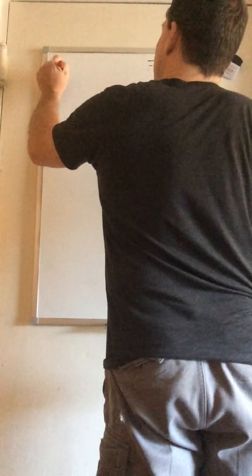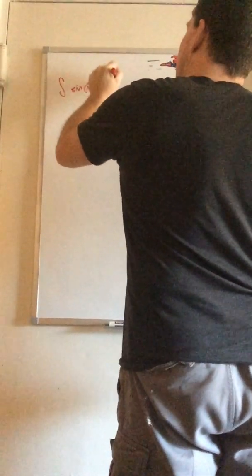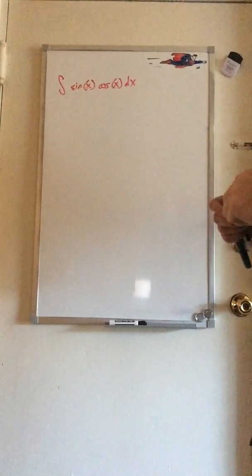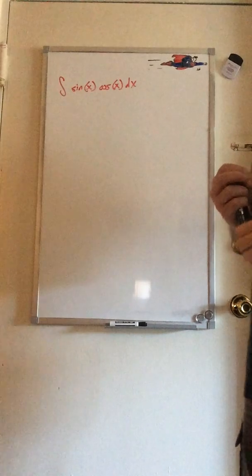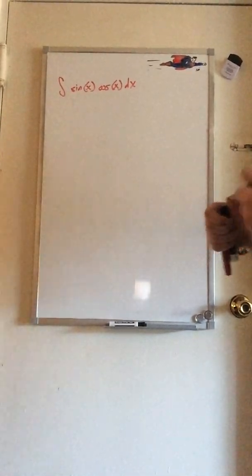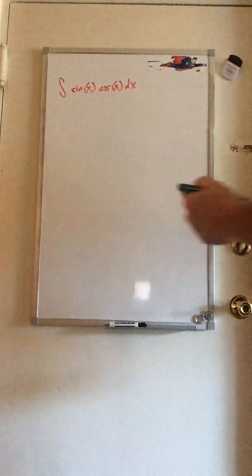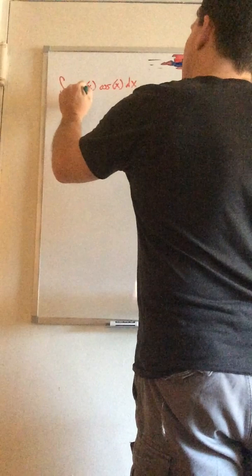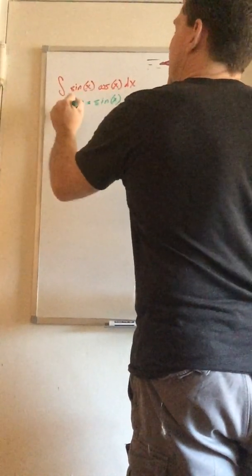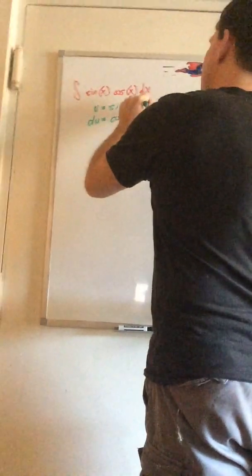So suppose we have the integral of sine x cos x dx. Now that looks like a product, but we said in the last video to try to visualize these not as a product but more as a composition of functions. In this case, I'm going to let u be sine x, then du, the derivative of sine, is cos x dx.